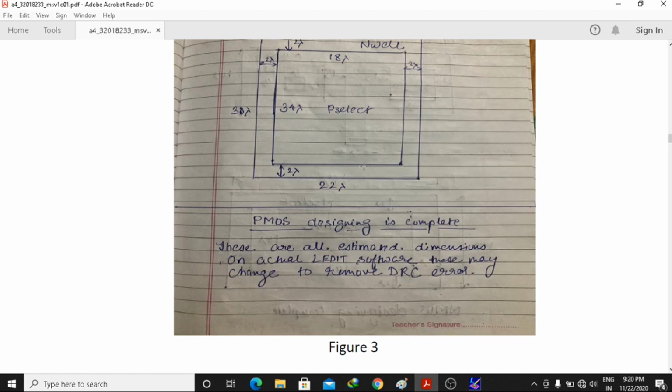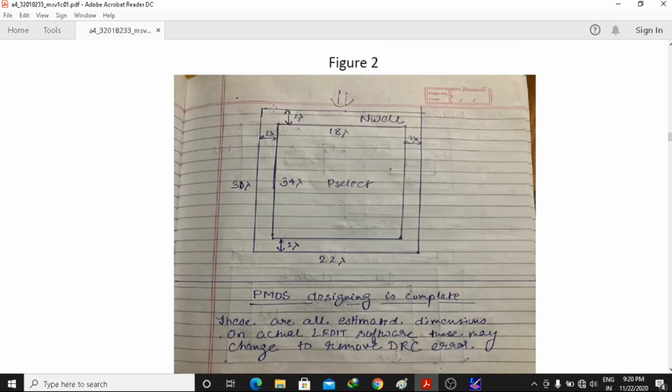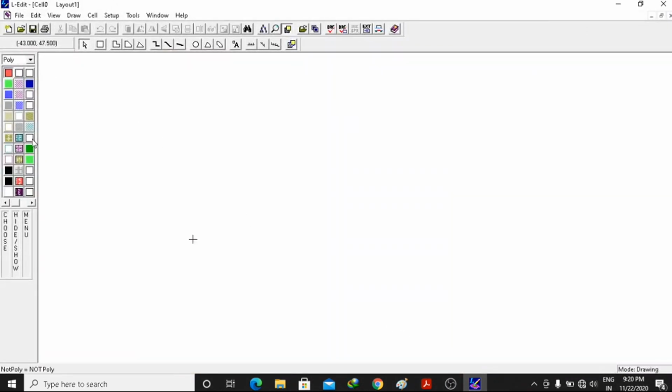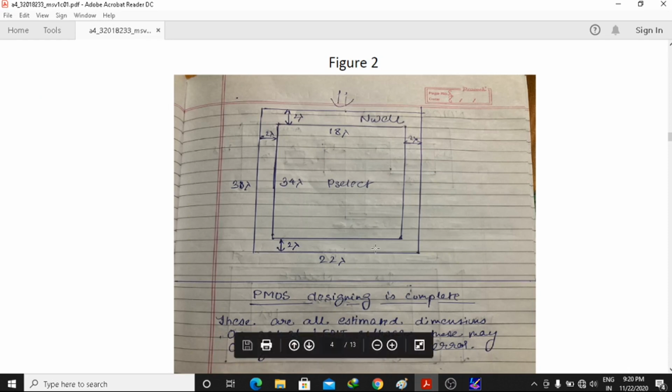So let's begin. Let's take here the dimensions of the NOL. I have taken the width as 22 lambda and the height as 30 lambda. So this is the edit, and because I have told you that lambda is a technology independent parameter, I don't need to do anything. I will first select what I require. Initially I require NOL, right?